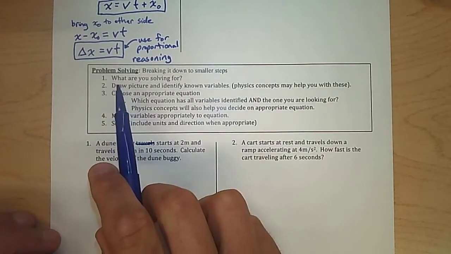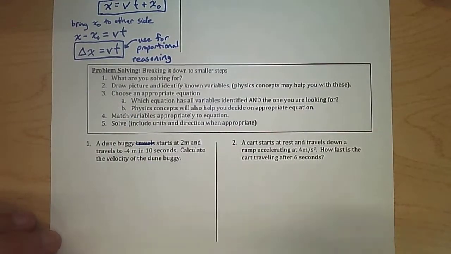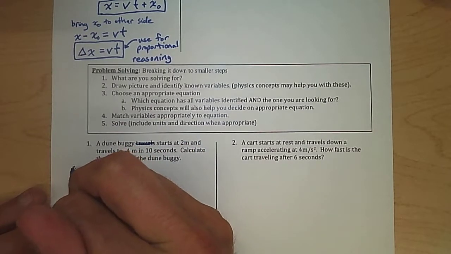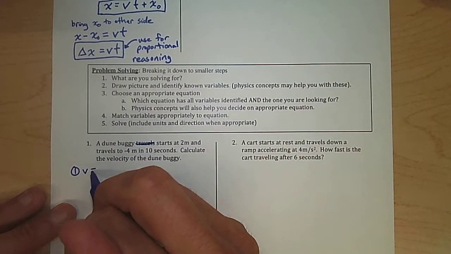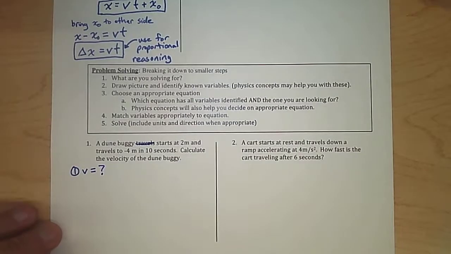Now, my first step, it says, what are we solving for? Calculate the velocity of the dune buggy. It seems simple, but it's super important. We're trying to solve for velocity. That's our unknown. So the next thing it says is, hey, let's draw a picture and identify some known variables.